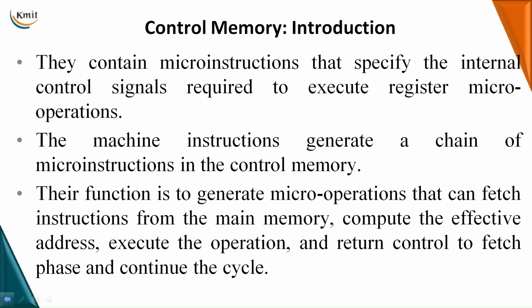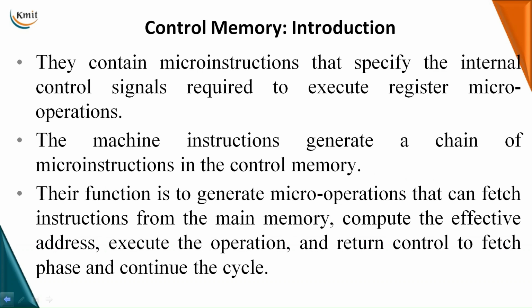So the machine instructions: the instructions of a program are written in a high level language, and once they are compiled, they convert into a machine code or a machine instruction. Each and every machine instruction generates a chain of microinstructions in the control memory. So in order to execute any machine instruction, the particular microinstructions which are stored in the control memory have to be executed by the CPU.